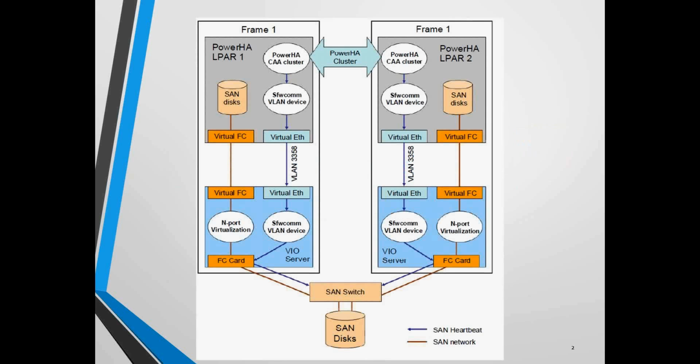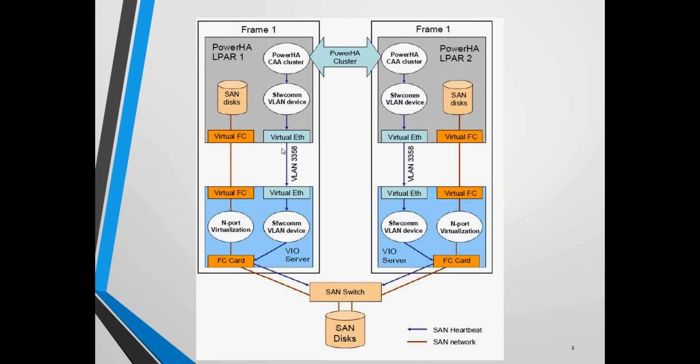So let me give a little bit of an overview about SAN-based heart beating specifically. This is actually a picture I took from an existing 7.1.1 Red Book. I like it a lot to show what's going on here. To use SAN heart beating, we actually have to create virtual Ethernet adapters between the client partition and the VIO server or servers on each physical managed system.